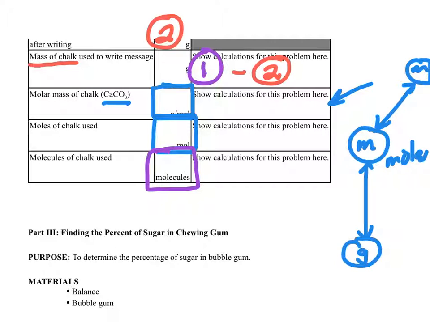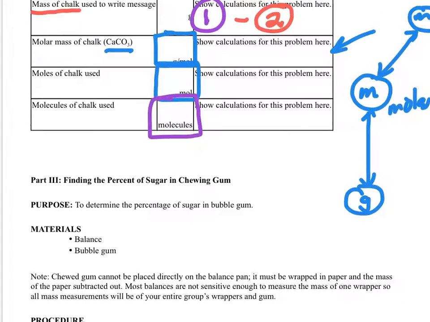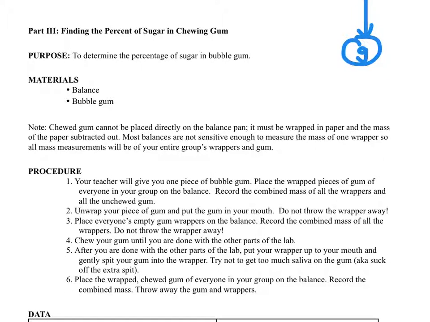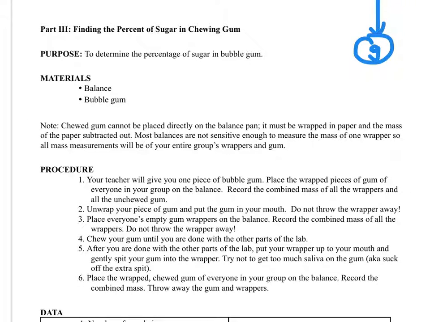And finally, last but not least, you will be finding the percent of sugar in chewing gum. So let me pull this down a little bit. You'll be using some gum, and then, of course, the balances, again, will be scattered around the room. But once you pick a balance, make sure you're using the same balance. I'm going to scoot this over just a tad.